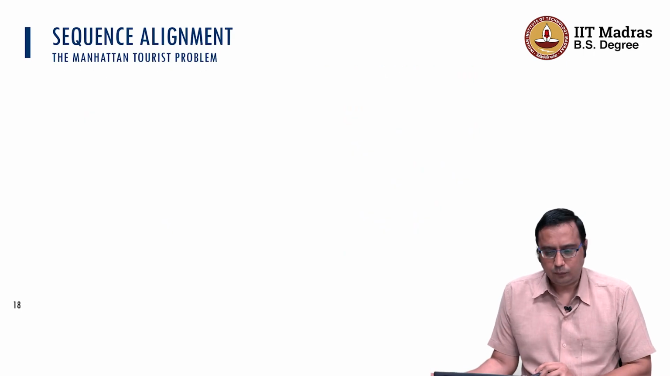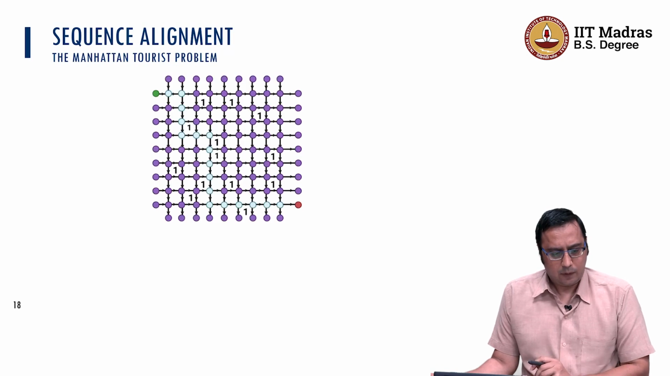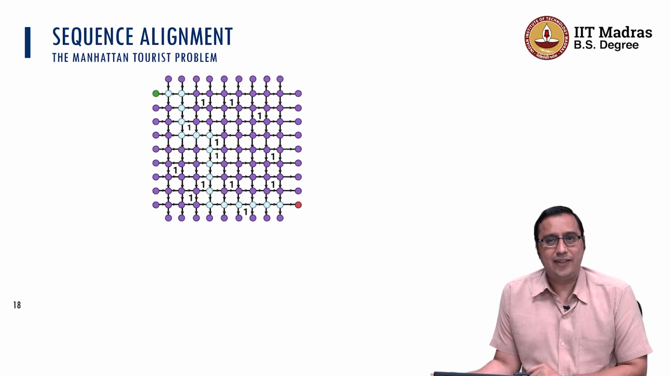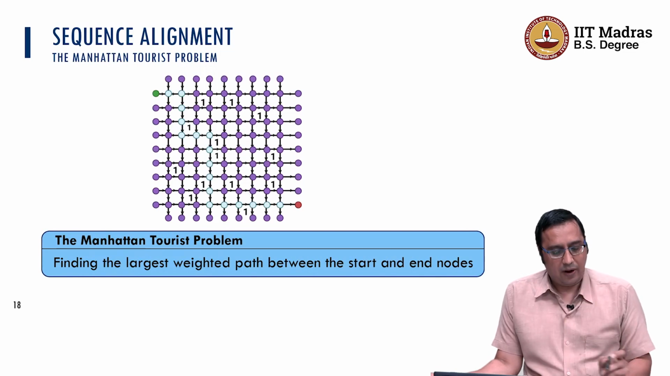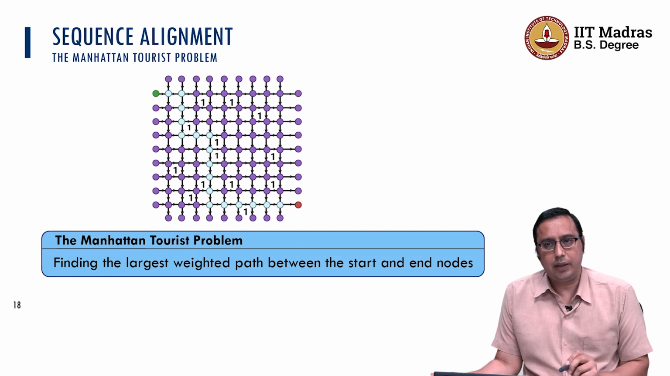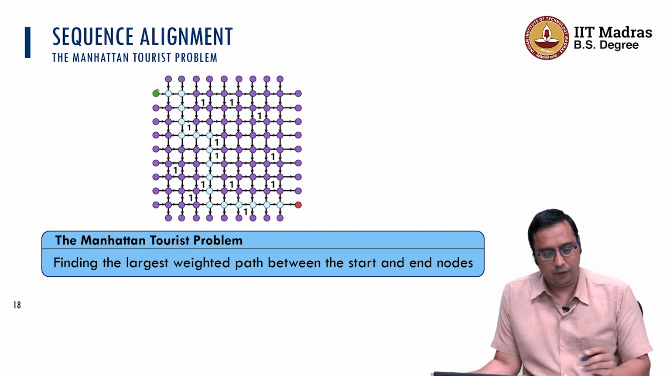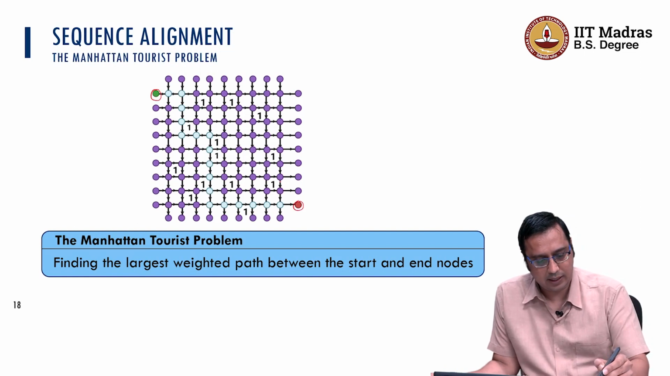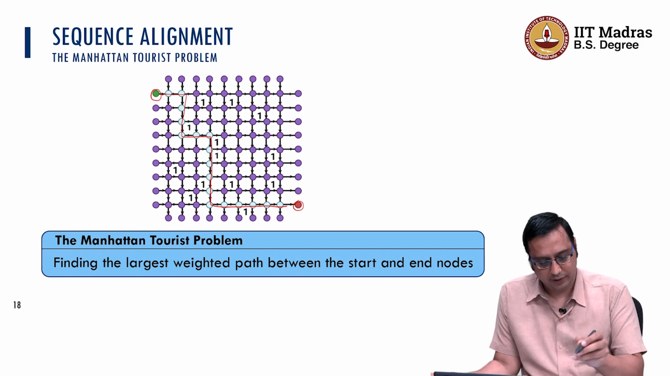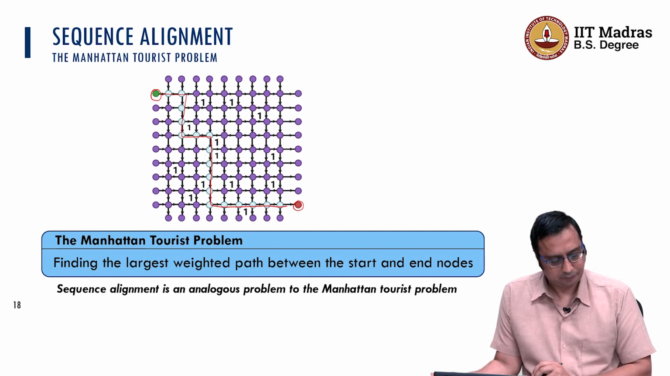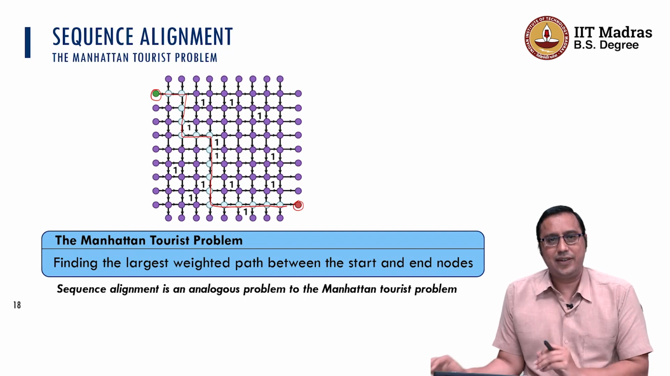Okay, so what we are interested in here in the Manhattan heuristic problem is finding the largest weighted path between the start and the end nodes. We are interested in finding the largest weighted path. This may be the largest weighted path, then we are interested in finding this path. And why are we interested in it?